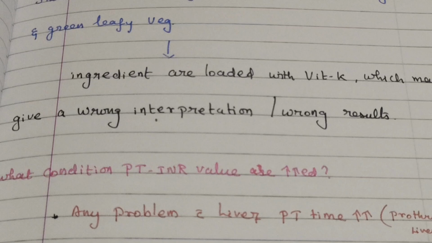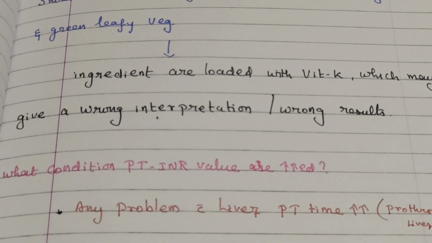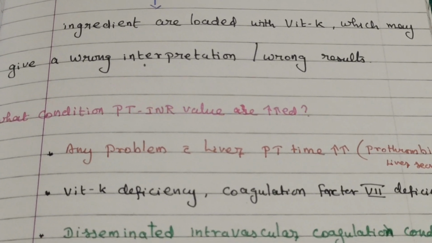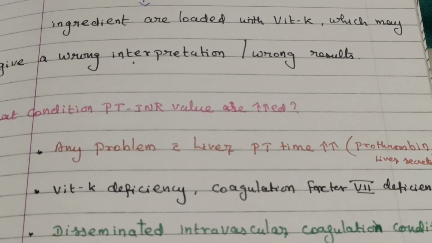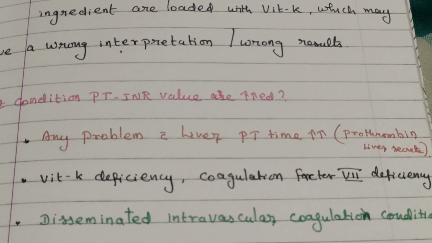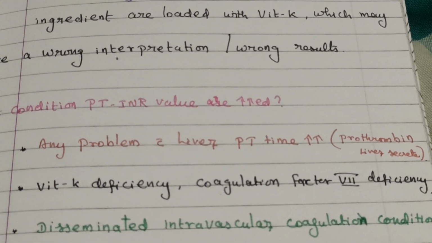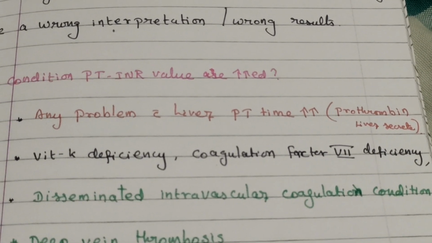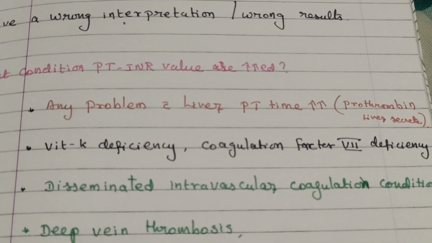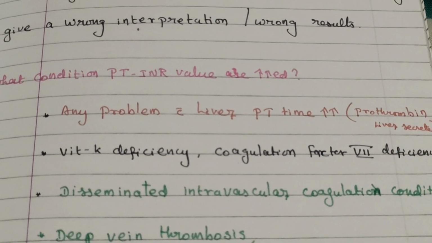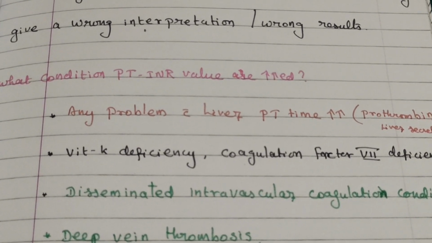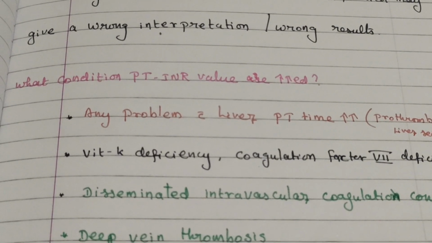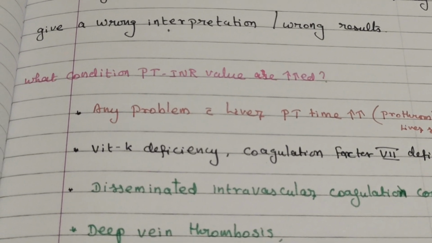Next, under what conditions are PT-INR values increased? Prothrombin is synthesized in the liver. So any problem associated with the liver may lead to increased prothrombin time.